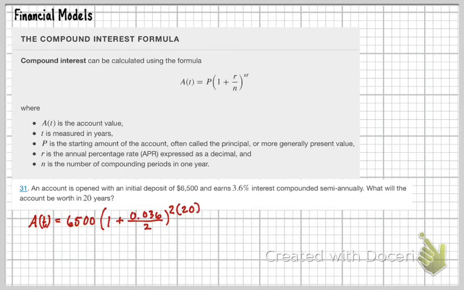And essentially this is just plug and chug. The most difficult thing is plugging all this in my calculator correctly. I'll have to use parentheses if I want to do it in a single operation. If not, what you can do is you can do the inside first and then take it to the power of 40 and then times it by 6,500. So just trying to find a way to work it out.